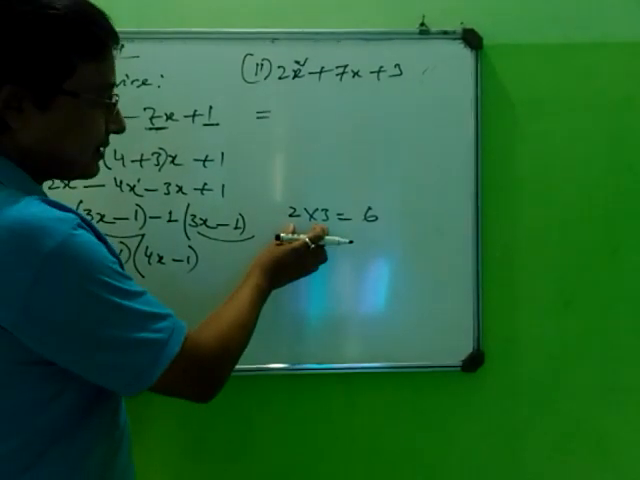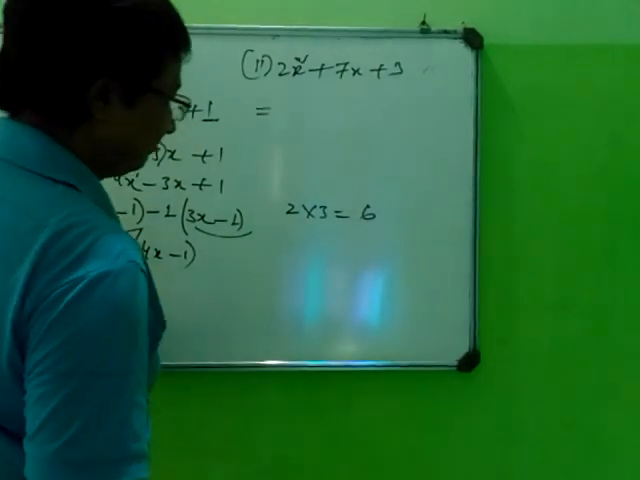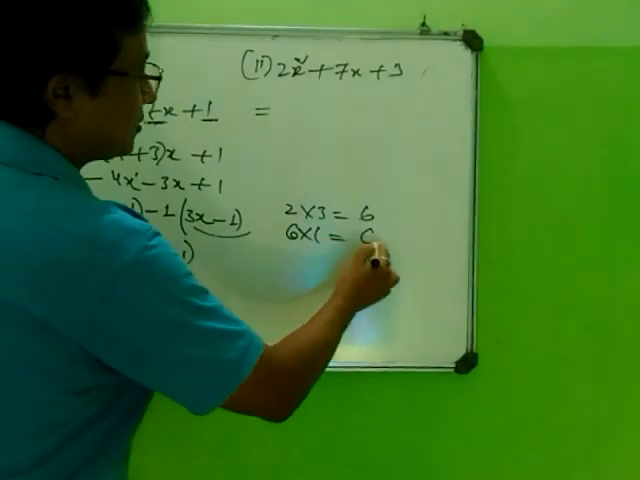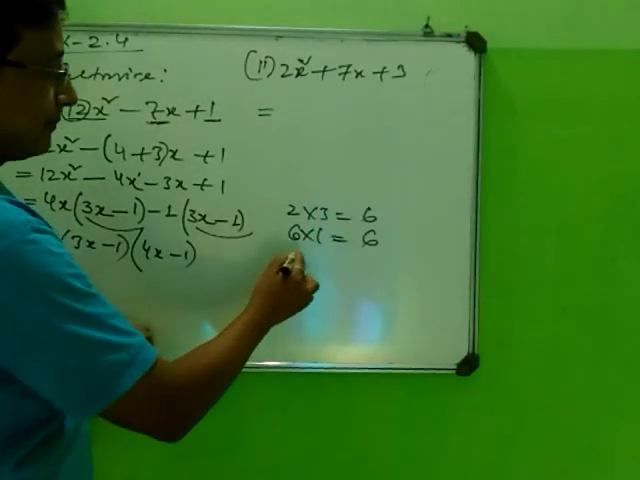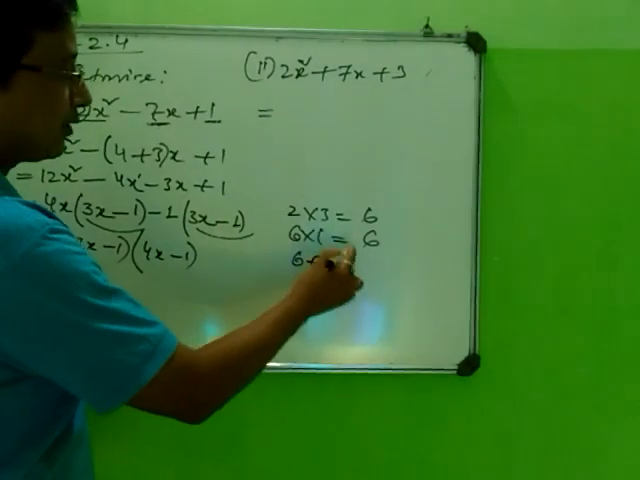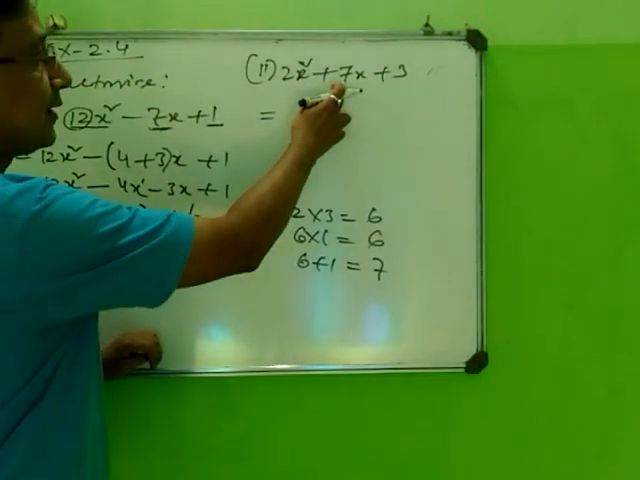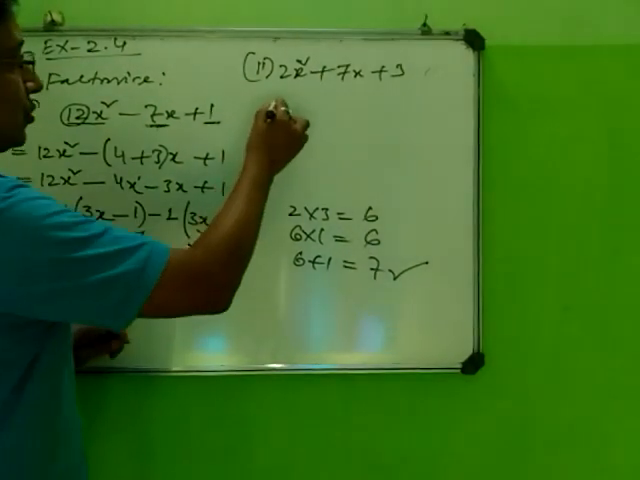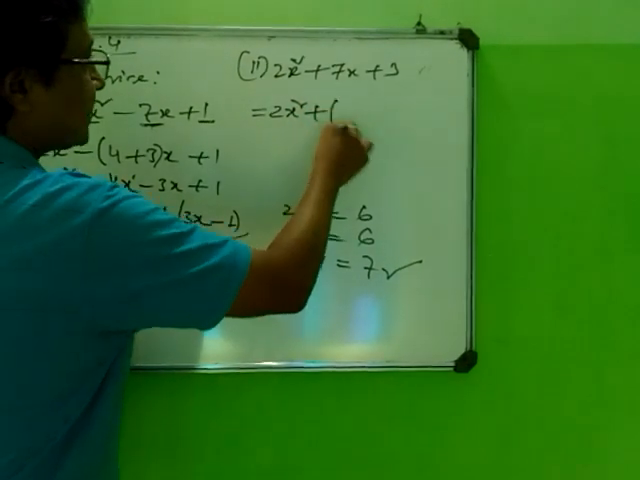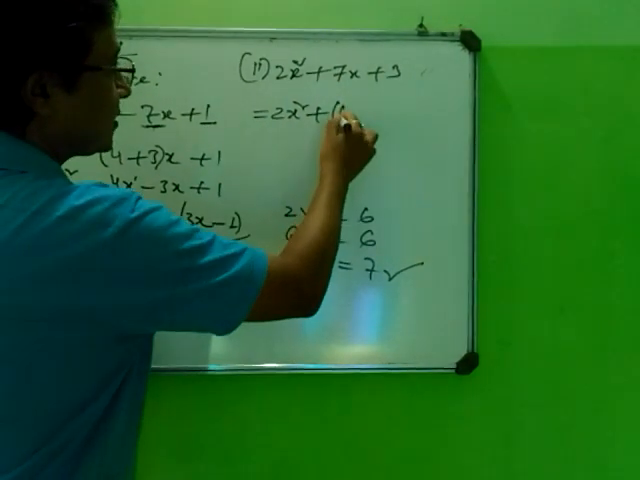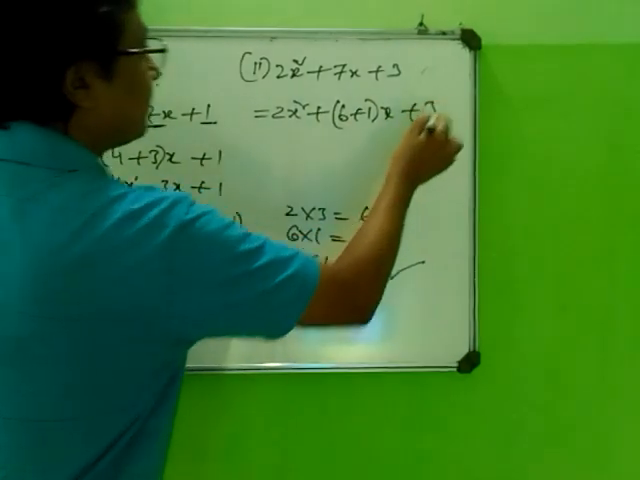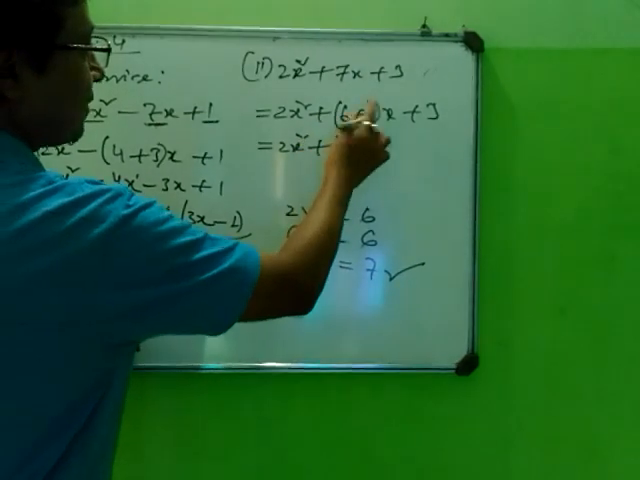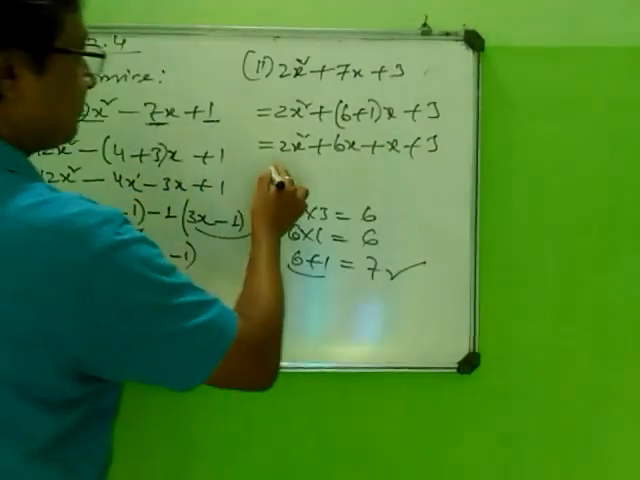Then you take the next pair. If you multiply, you should get 6. 6 into 1 is equal to 6. Then 6 plus 1 you got 7. So this one is yes. So you can take 2x squared plus 7x, where 7 will be 6 plus 1, so (6 plus 1)x plus 3. So here 2x squared plus 6x plus x plus 3.